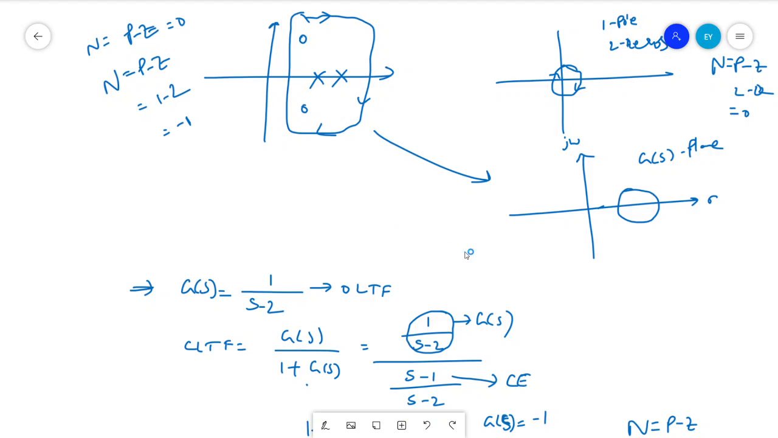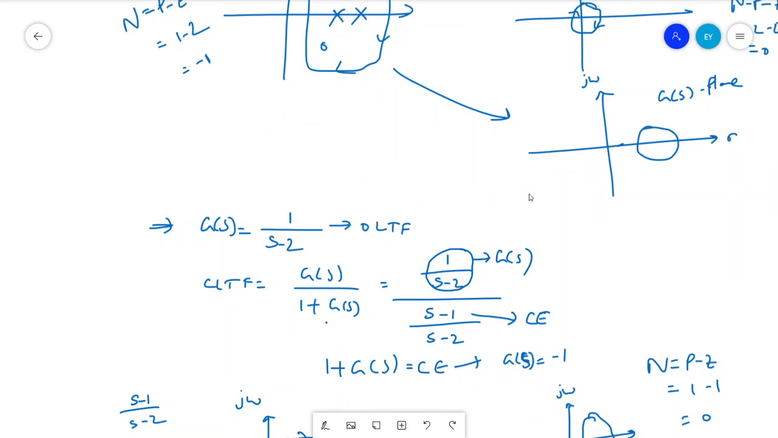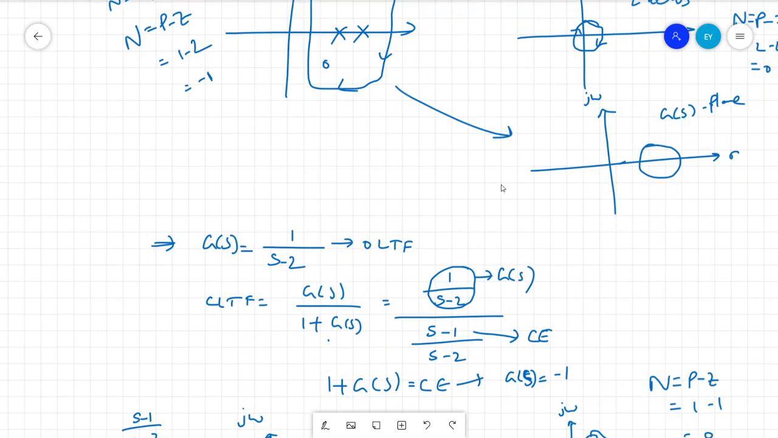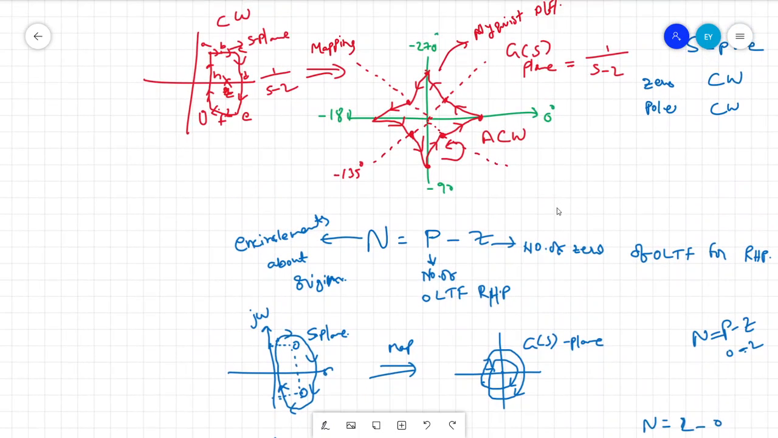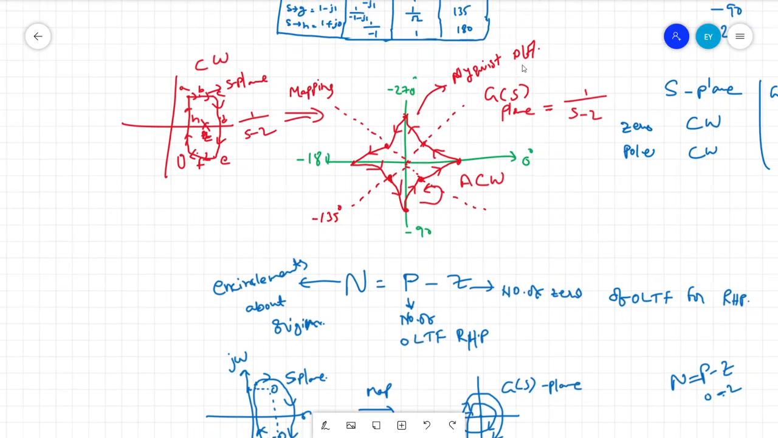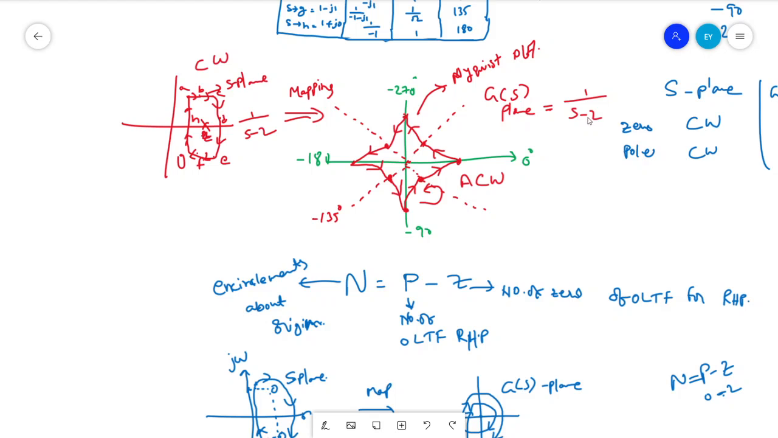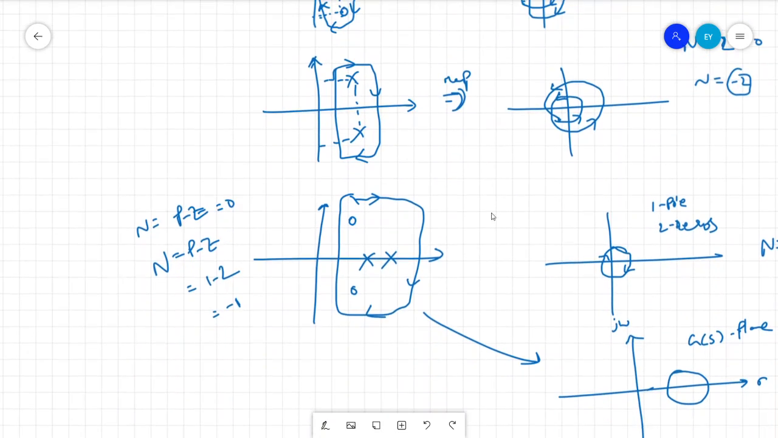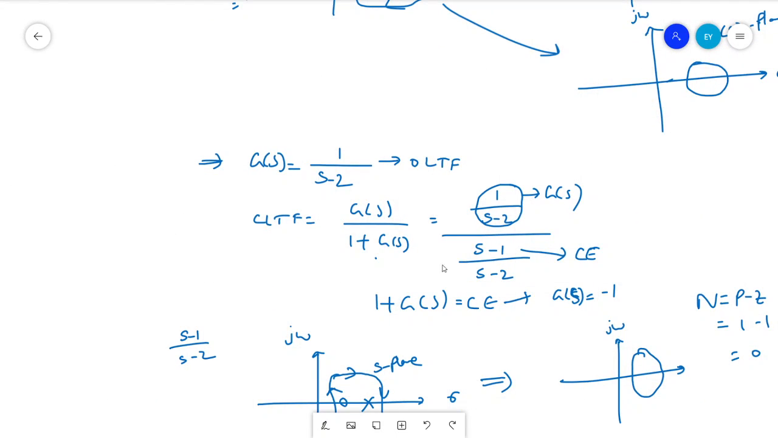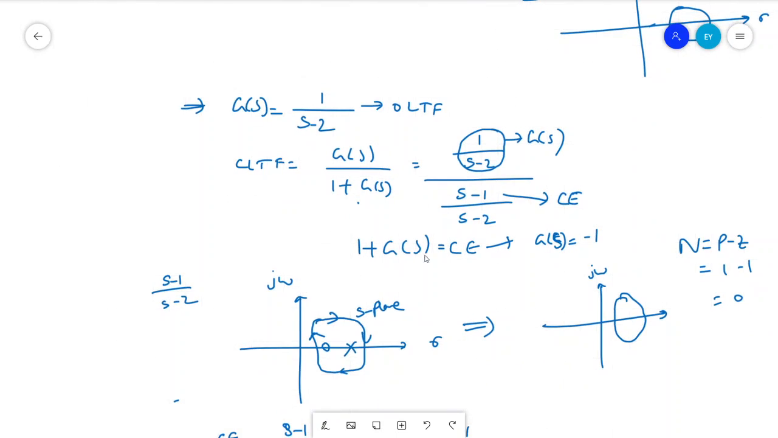And let us consider the same example, right? To actually estimate the characteristic equation. See here, whatever we considered initially and showed, the encirclements are with respect to G of S. When we consider 1 by S minus 2, we are getting this plot with respect to G of S plane. If you are considering 1 plus G of S plane, what happens? We'll just check it. One plus G of S. Okay, this is nothing but the characteristic equation, right?